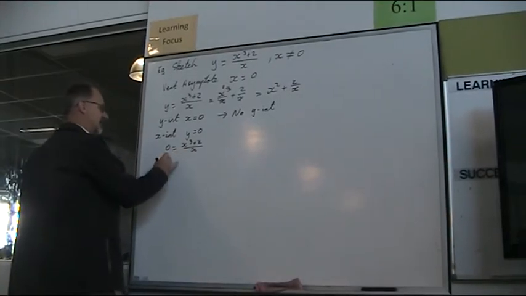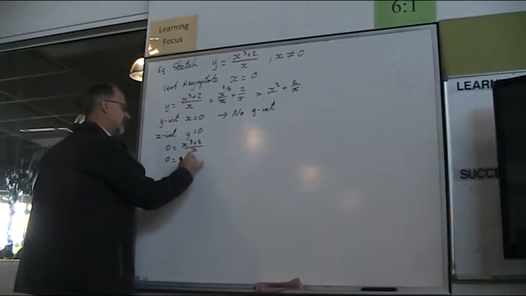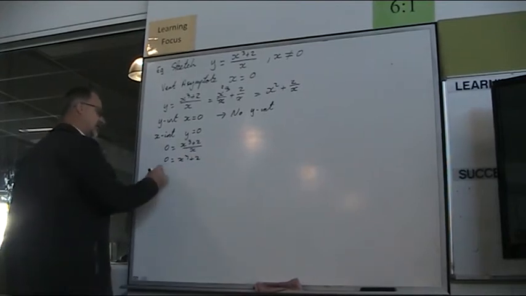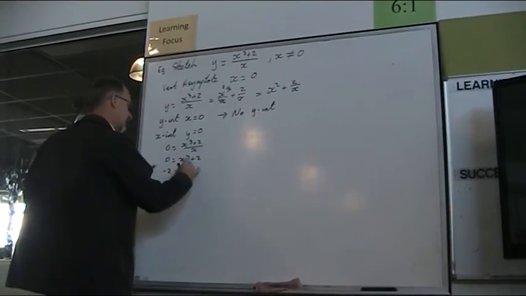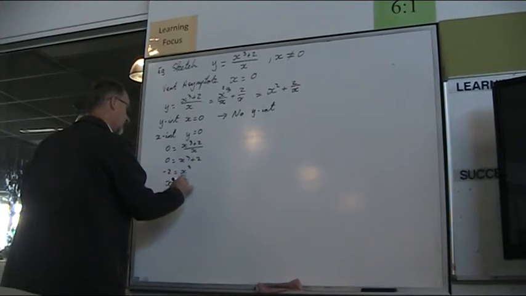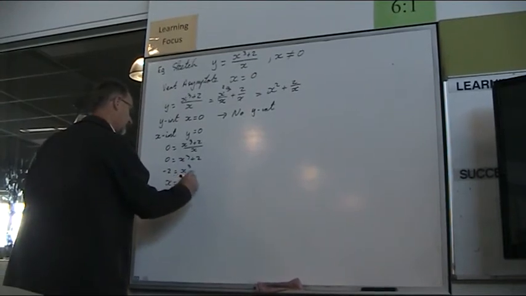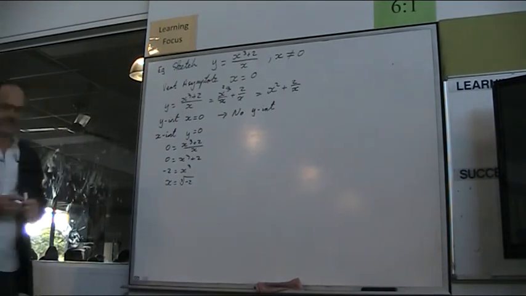Times both sides by x, you get 0 equals x cubed plus 2. Take 2. So x is the cube root of -2.